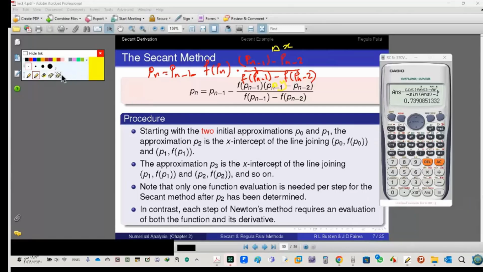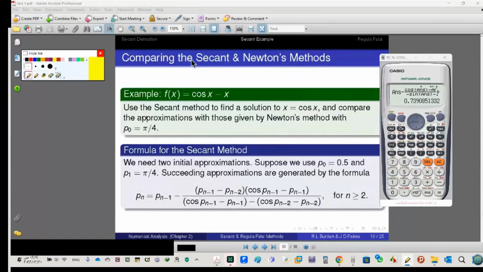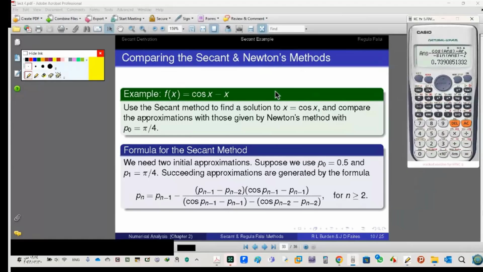Okay, now let's continue with the example of Said, and let's see how we can solve this one, comparing the secant and the Newton method. Example: f of x equals x cosine x minus x. We solved this example with Newton. Now let's solve this example with the secant method and see the answer. So it is Pn equals Pn minus 1 minus. Take care, my friend. Here is minus.